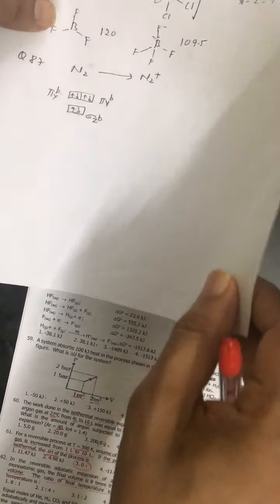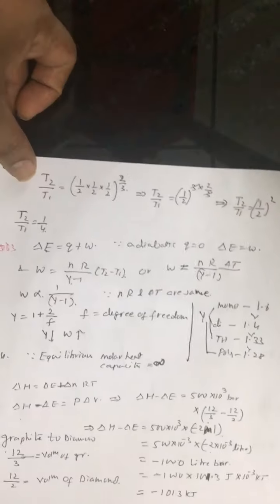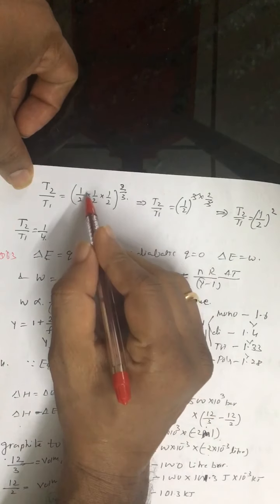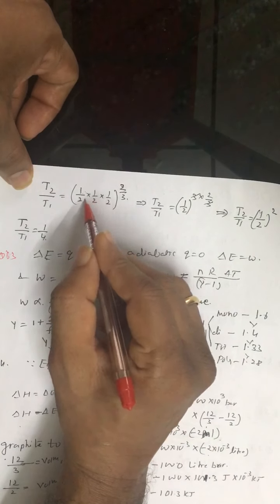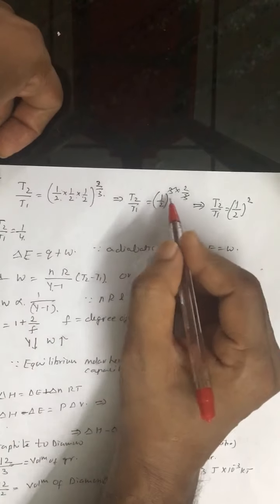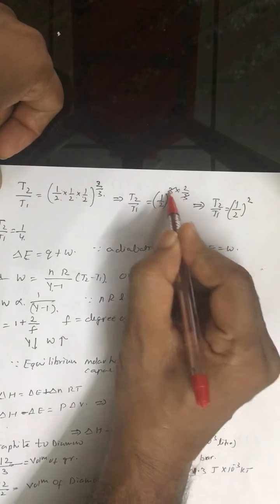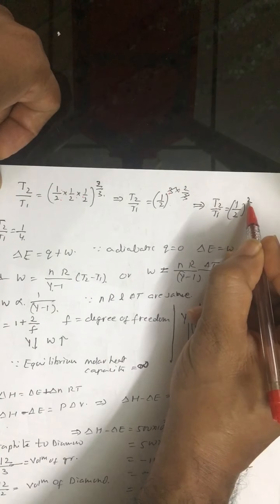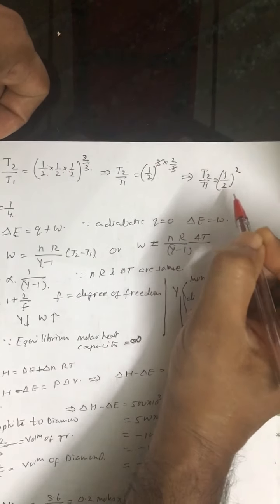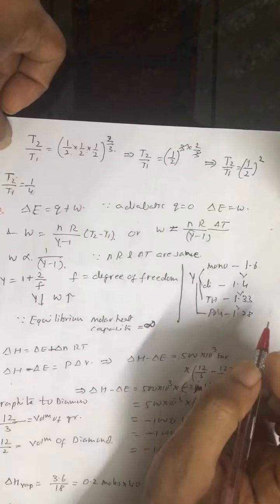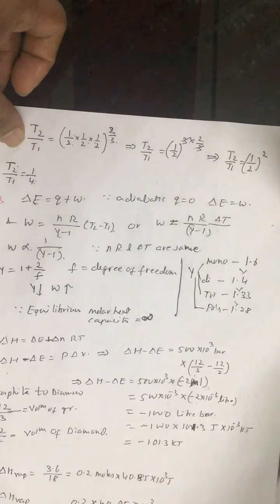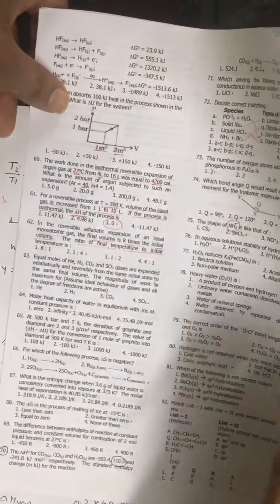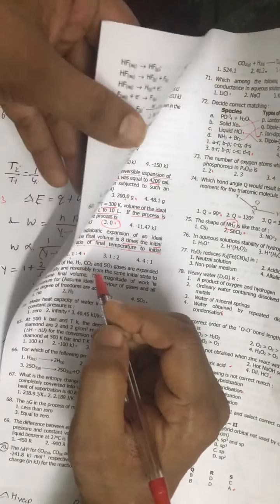Alright, if you put the value 2 by 3, 1 by 8 can be written as 1 by 2 into 1 by 2 into 1 by 2. So it is (1 by 2) the cube. So finally what you get is T2 by T1 is equal to (1 by 2) the square. Alright. So T2 by T1 is 1 by 4. So for question number 62, we are getting 1:4 or 1 by 4.